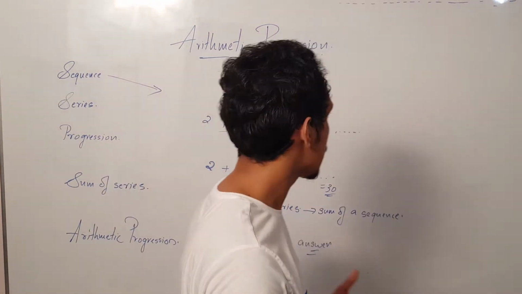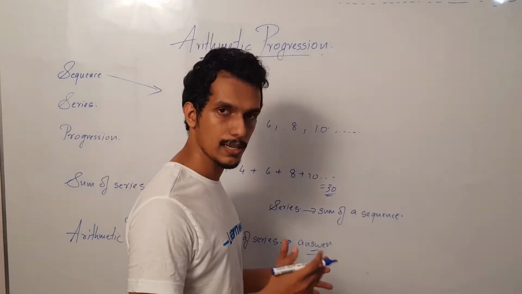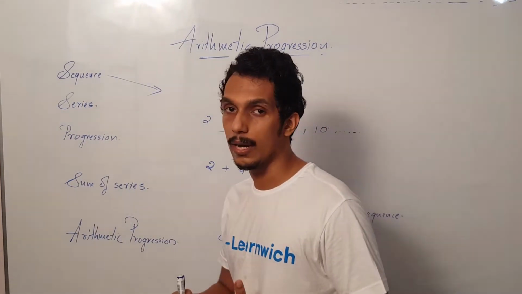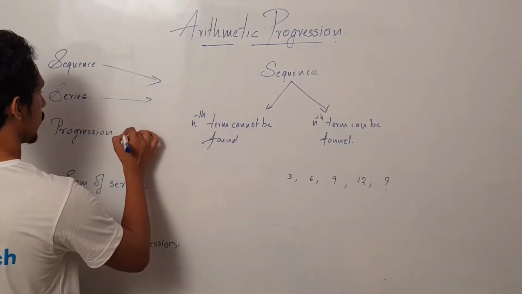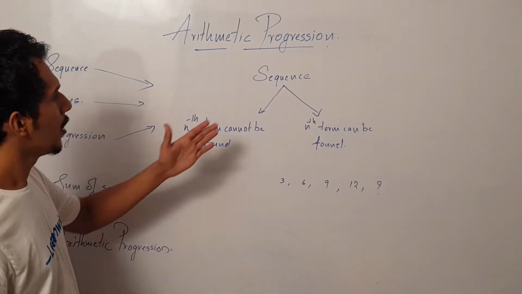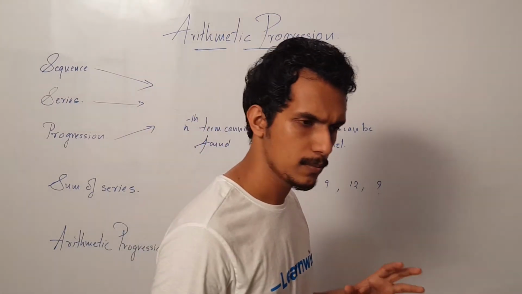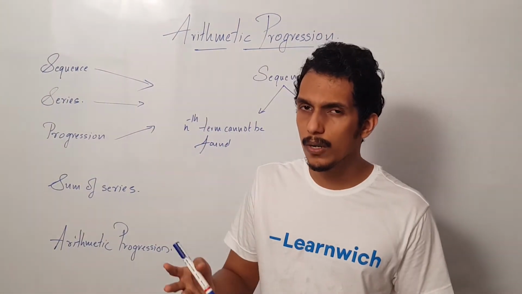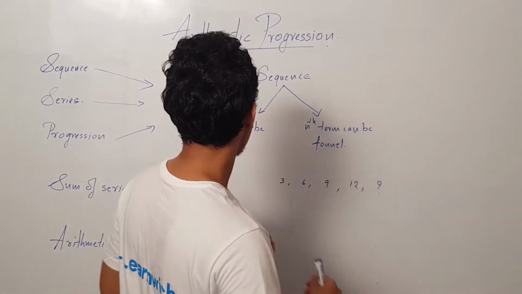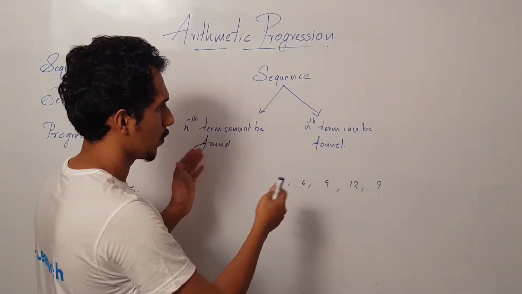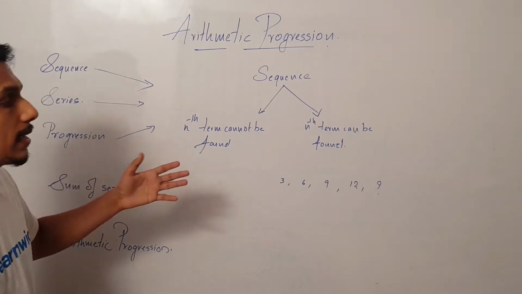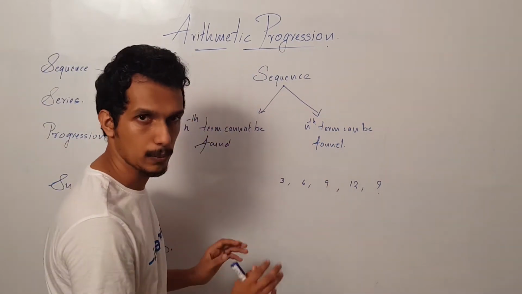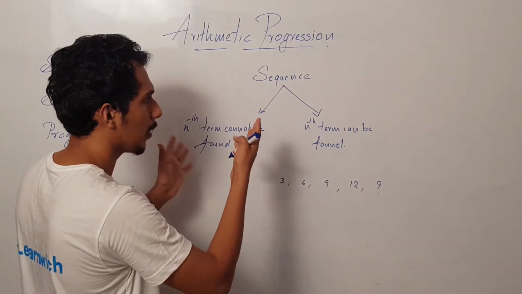So we started by discussing what a sequence means. Then we understood what a series means. The next thing, we'll jump to what a progression means. You understand what a sequence is, right? So what is a sequence? It is a set of numbers that is connected by some mathematical rule or a pattern. All right, so there are two types of sequences. One in which an nth term can be found, and the other in which it cannot be found. So there are two ways in which you can look at a sequence.